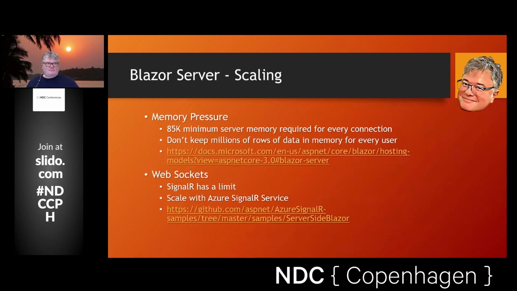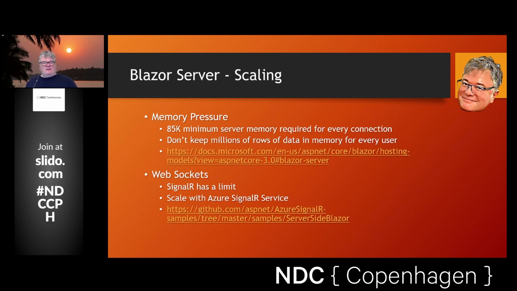So let's talk about scaling, because obviously if everything's on the server, there's going to be a certain amount of memory required for every client, and it turns out it's about 85K right now, or last time I looked anyway. So it's not a whole lot, but if you're planning on supporting 20,000 users, you might have to beef up the memory and the CPU of your server. You don't want to keep millions of rows of data in memory for every user. This is standard stuff when you're thinking about conserving memory. So you do have overhead per client.